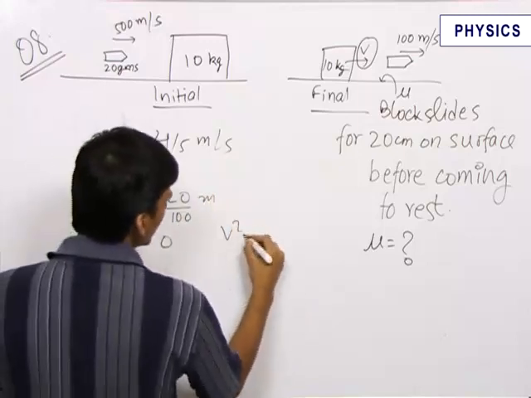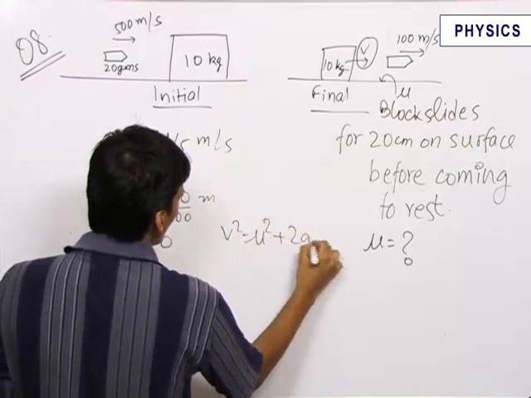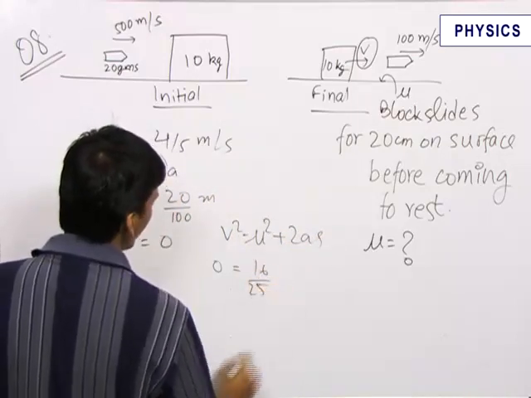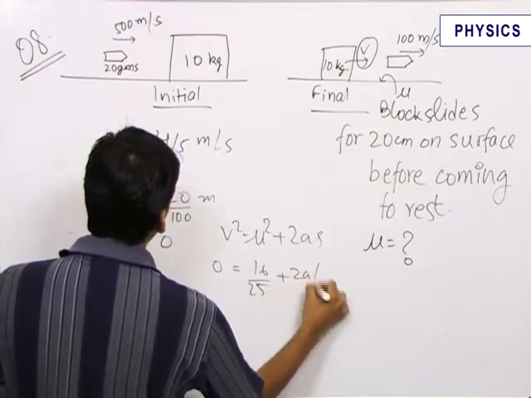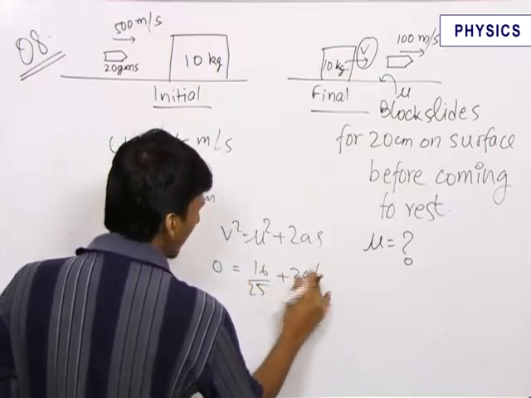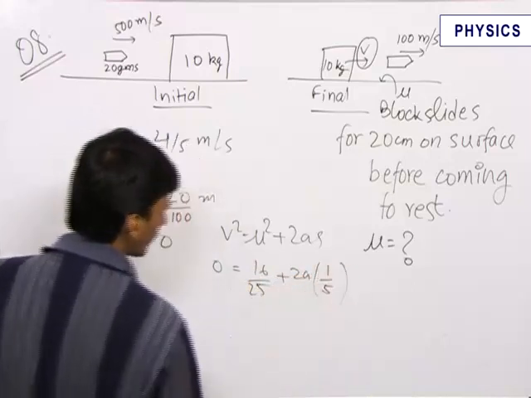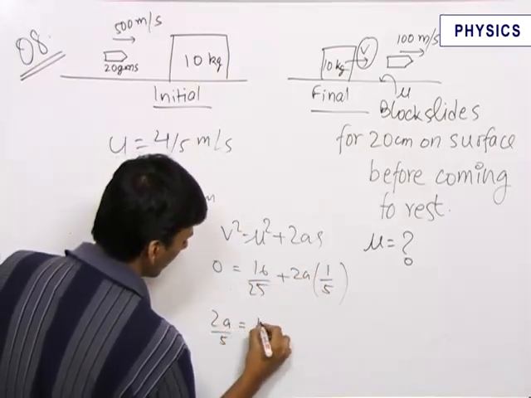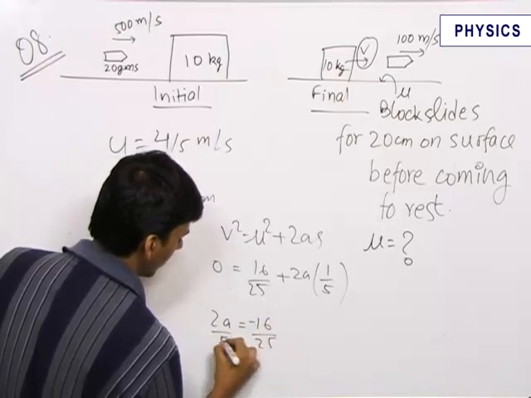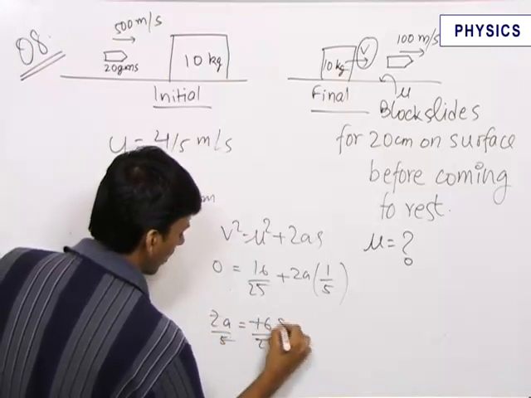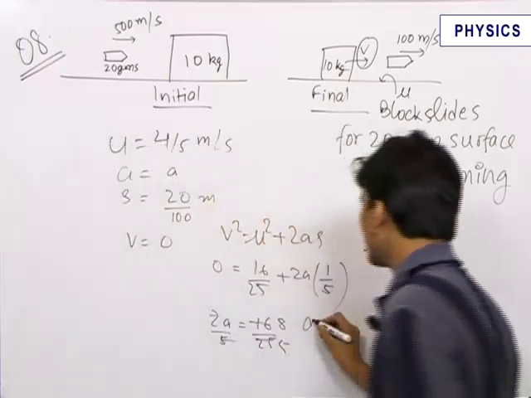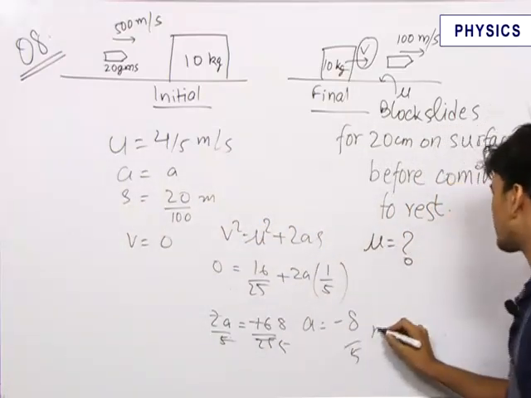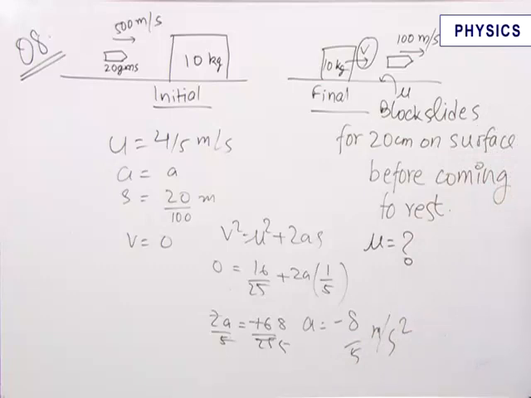We use V square is equal to U square plus 2AS to get 0 is equal to 16 by 25 plus 2A into 20 by 100, that is 1 by 5. So we get the acceleration as minus 8 upon 5 meters per second square.